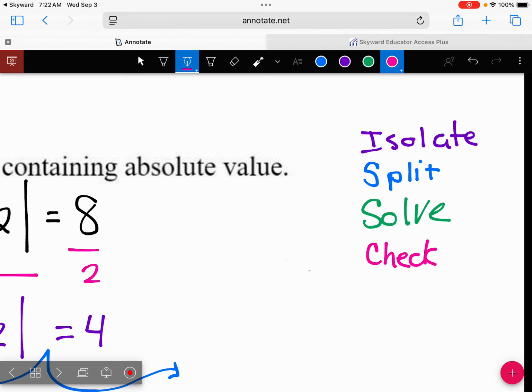Okay? Questions on this one? Because we are going to move on away from absolute values. Yay! We're going to go talk about lines instead. Woohoo!